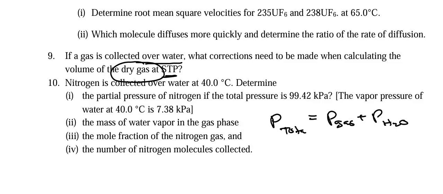So it will be wrong for us to use the total pressure. We need to get the pressure off. At some point, we'd have to use this, but then we need to use just the pressure of the gas because it's now dry. It's no longer mixed with the water. So we need to subtract the pressure of the water from the total pressure to get the pressure of the gas. That's the first thing that we need to do.